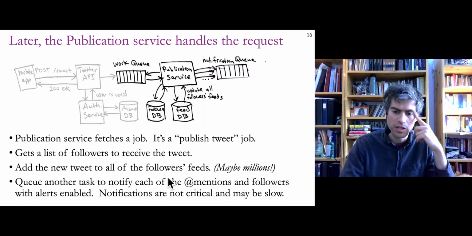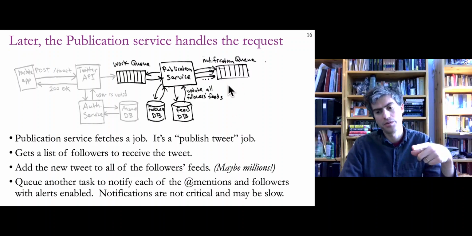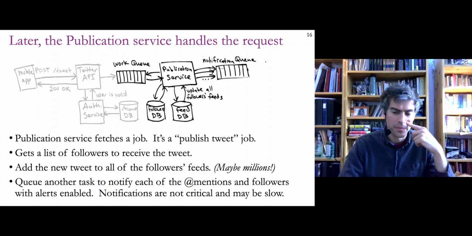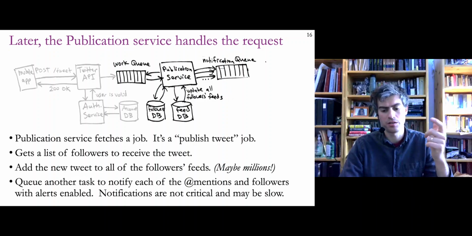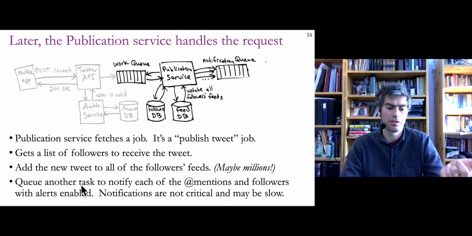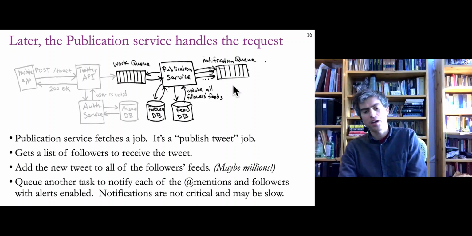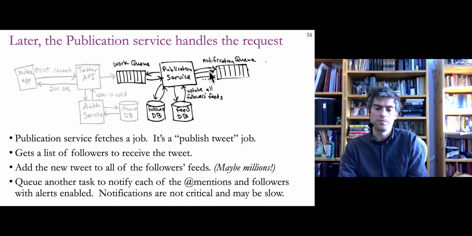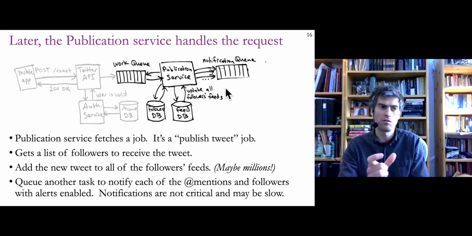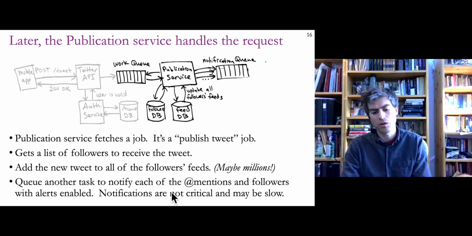Now, it might also need to send push notifications to all the followers if those followers have configured push notifications for this particular user. Like if they have alerts enabled for this particular user that made a tweet, then they should get a push notification. That could be a lot of work because there could be a lot of followers. So what I'm doing here in this design is creating a separate message for each one of the followers that needs a notification. That's going to be a subset of all the followers. And those can happen later, and they're also not critical, and it could be slow.